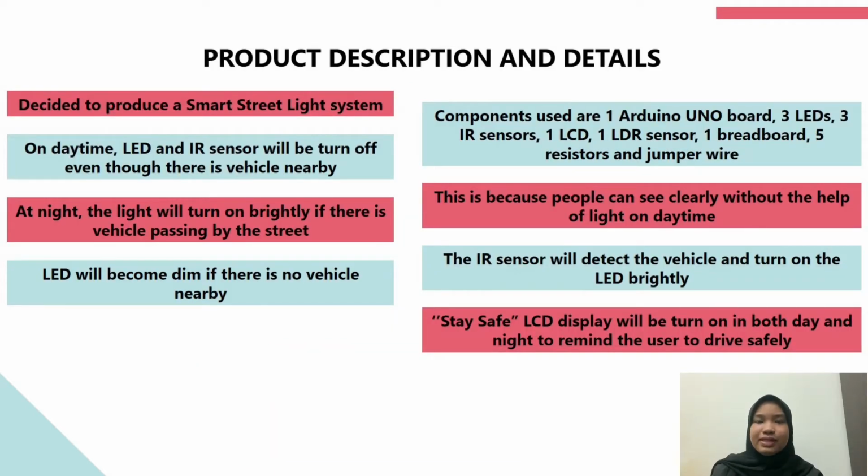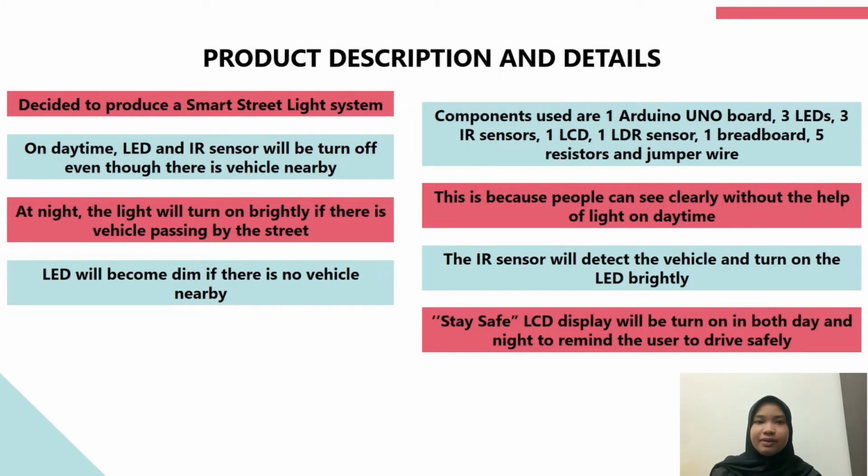Assalamualaikum, my name is Nurin Yasmin Zulkairi. Now I will explain the product description and details. Our group had decided to produce a smart street light system. The components that we use for this system are 1 Arduino Uno board, 3 LEDs, 1 IR sensor, 1 LDR sensor, 1 LCD, 5 resistors, 1 breadboard and jumper wire.